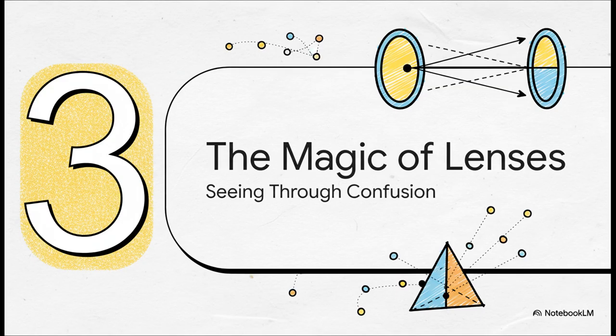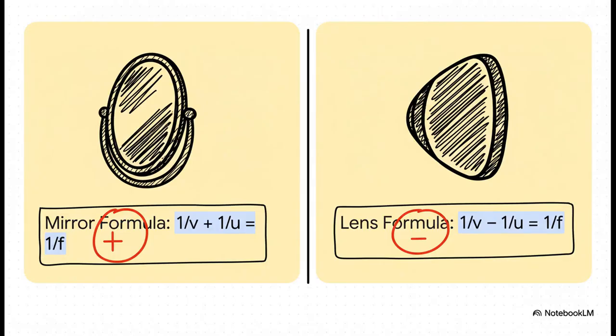Now let's jump to lenses. You know, they're very similar, but there's one tiny little change, a small trap where so many students make a mistake, but not you, because we are going to see it right now. Just look at the screen. The only difference between the mirror formula and the lens formula is that sign in the middle. Mirrors have a plus, lenses have a minus. Here's a little trick. Just think that lenses leave out the plus sign, so you use a minus instead.